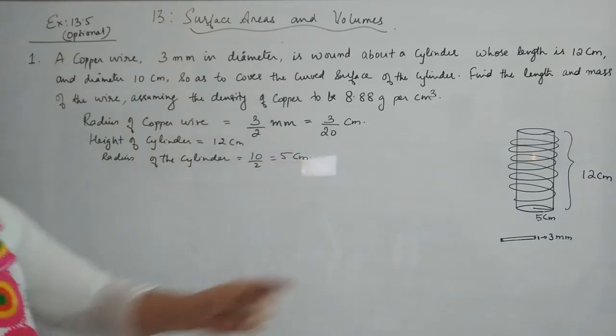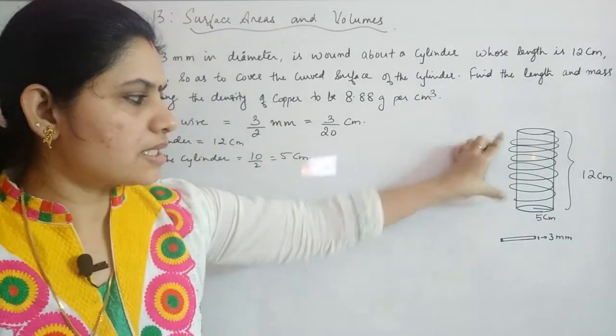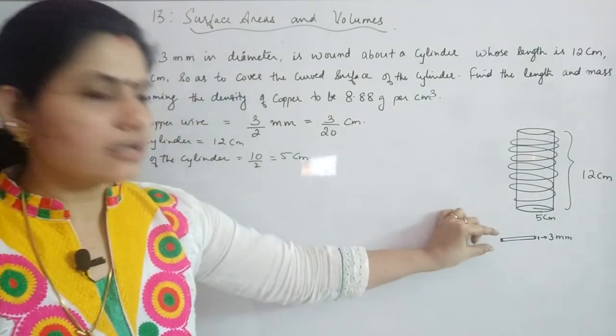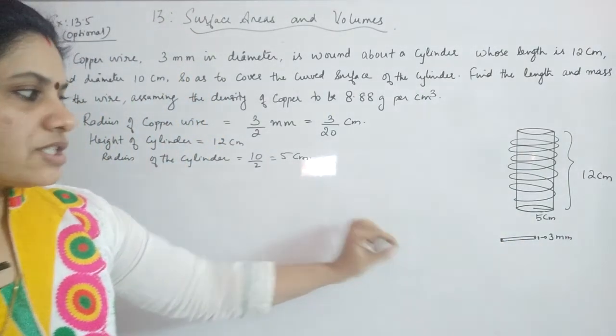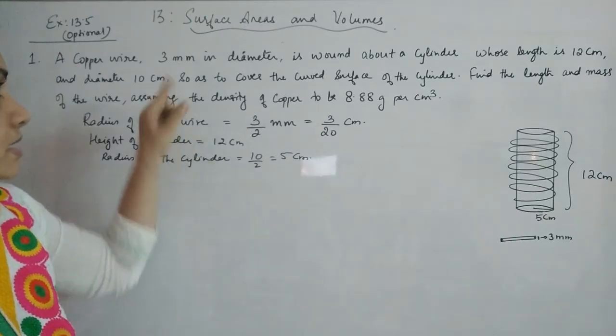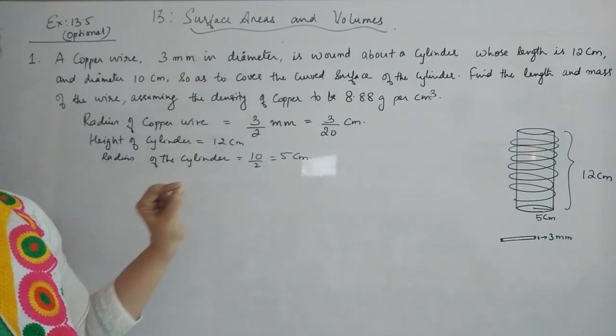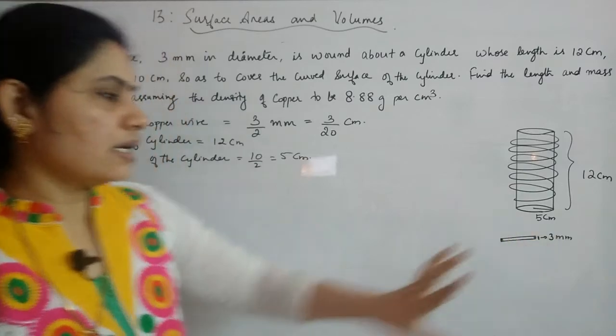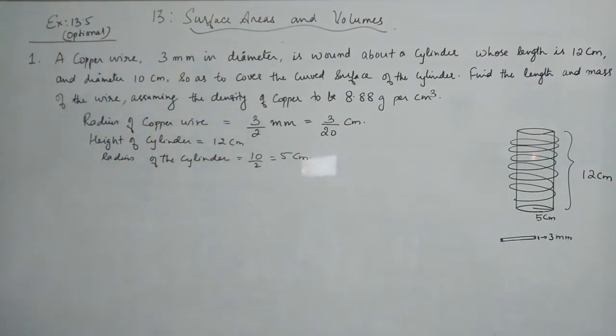So I have shown in the figure, this is 5 centimeter, this is 12 centimeter, and I have drawn the wire in order to show that it is also cylindrical in shape. Actually it has thickness, that is the diameter which they are showing. So that is 3 mm, that will give you the radius of the copper wire.